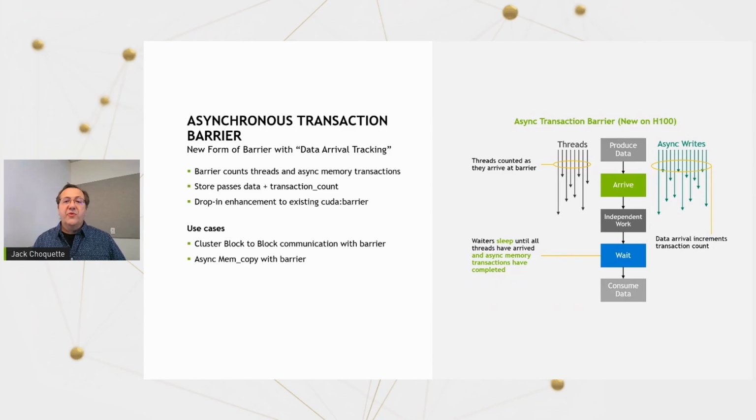Also new for Hopper is a new form of barrier called the asynchronous transaction barrier. The asynchronous transaction barrier is also a split barrier, but instead of just counting thread arrivals, it also counts memory transactions. There are new commands for writing memory that pass both the data to be written plus a barrier update. In fact, the barrier can be configured to track not only threads, but asynchronous memory transactions as well. The transaction barrier will block threads at the wait command until all producer threads have arrived and all asynchronous memory transactions have completed. This barrier is a very powerful new primitive, and it works great for asynchronous memory copies or data exchanges.